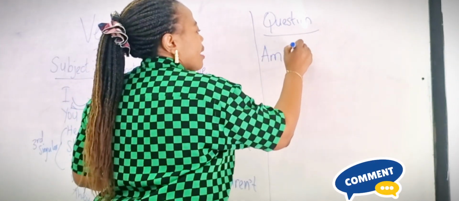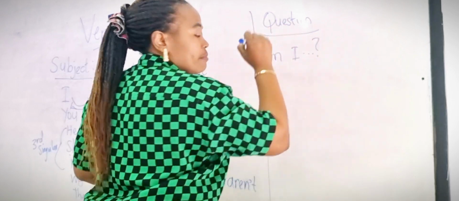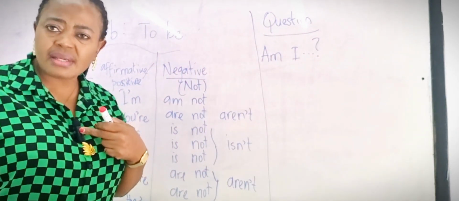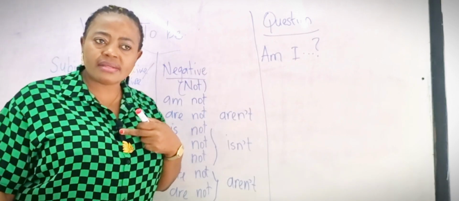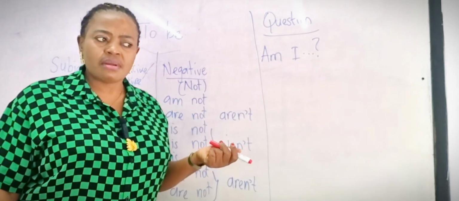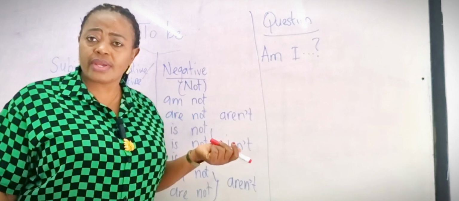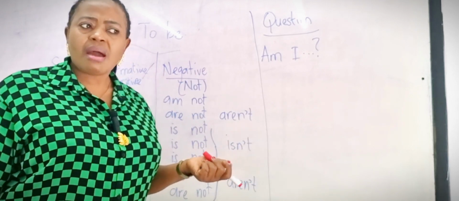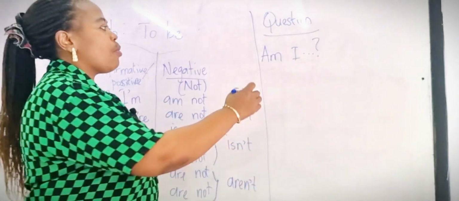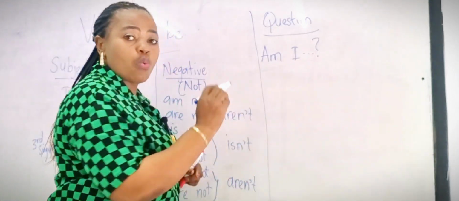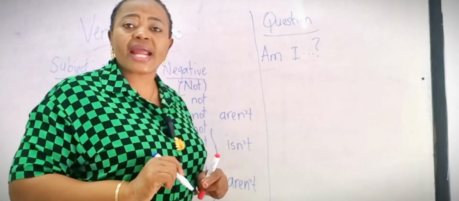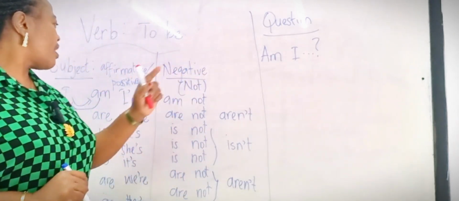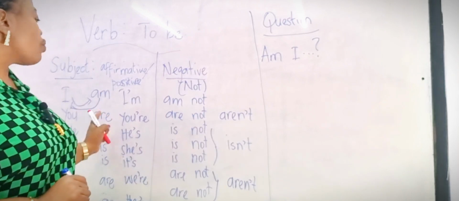Am I? Question mark. Am I a teacher? Am I sick? Am I okay? Sometimes we ask questions within ourselves. Why are things happening to me like this? Am I okay? Am I a teacher? Am I really sick? So we always ask those questions, I am, and always remember to put a question mark at the end.